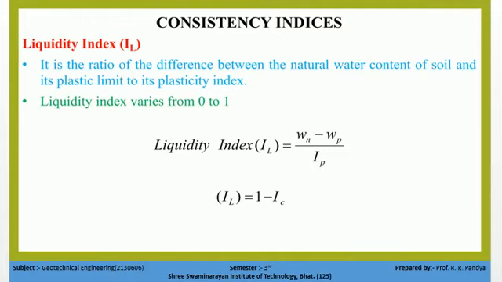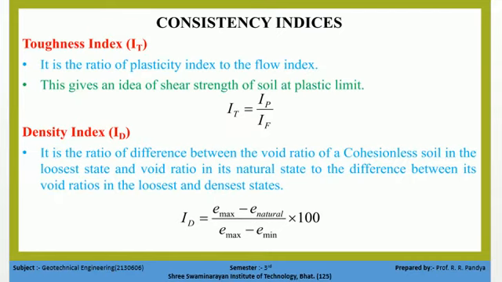Next, toughness index. Toughness index is denoted by IT. It is the ratio of plasticity index to the flow index. The toughness index gives us an idea of the shear strength of soil at plastic limit. Toughness index is solved through the equation IP divided by IF. As we know, IP is plasticity index and IF is flow index.